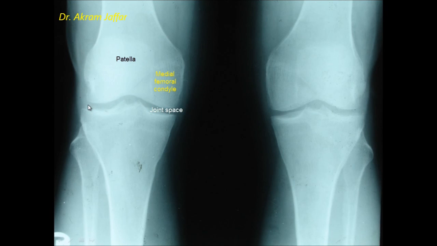We call it joint space, but in fact it is not a space, but it is occupied by the cartilages, the articular cartilages at the distal end of the femur or at the tibial plateaus, and in between them are the semilunar cartilages. You can see the tibial plateaus, the intercondylar eminence, and here this is the head of the fibula with the styloid process, the head and the neck, and here is the shaft of the fibula.